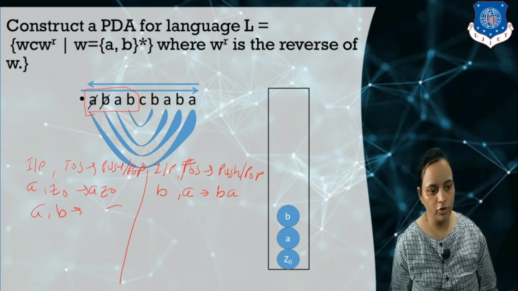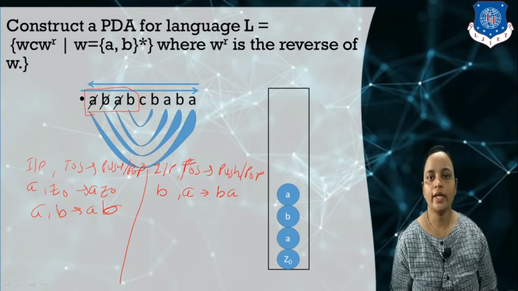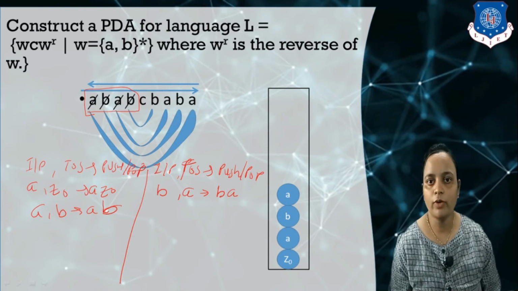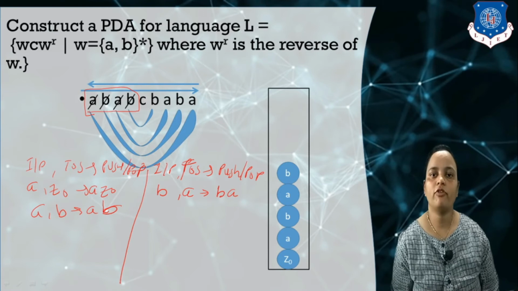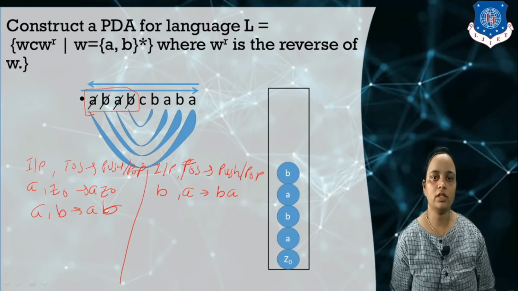We are performing a push operation as we discussed earlier, like this. Okay, so A, B. Now next B again. In B we are going to read the input symbol B, the topmost symbol is A, same thing, and we are performing a push operation. So here we are performing a push operation. Now C is up here.